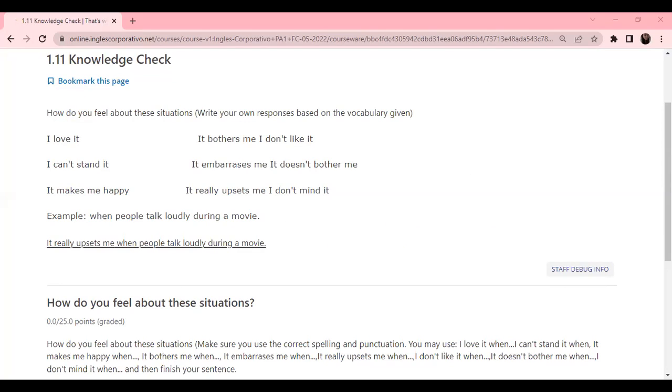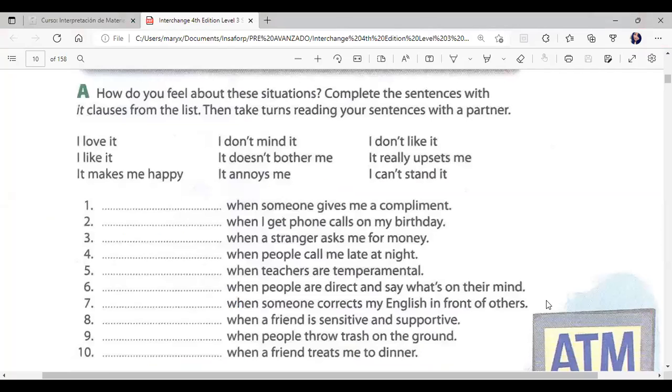What's the meaning of it bothers me? I don't know how to say this expression in Spanish. It bothers me. For example, in my case, it bothers me when I see people that are eating and they are chewing with the mouth open. It bothers me. Like disgusting. Exactly. Like I don't like it, but it's like, okay. My expression will be like, no, it bothers me.